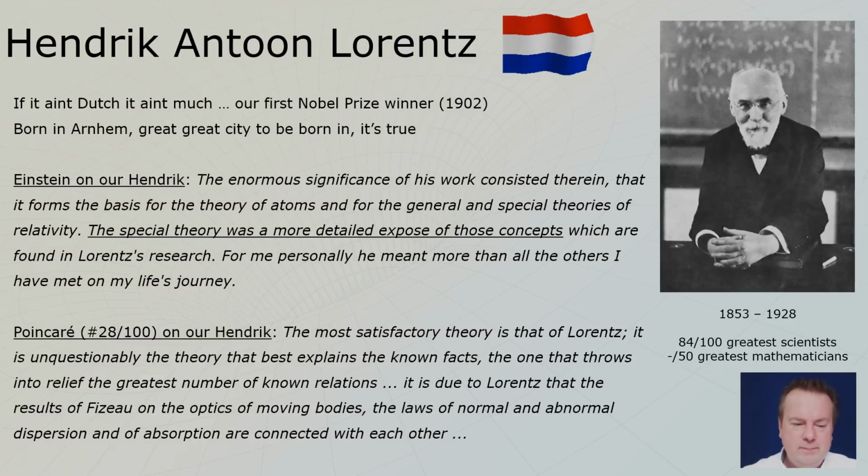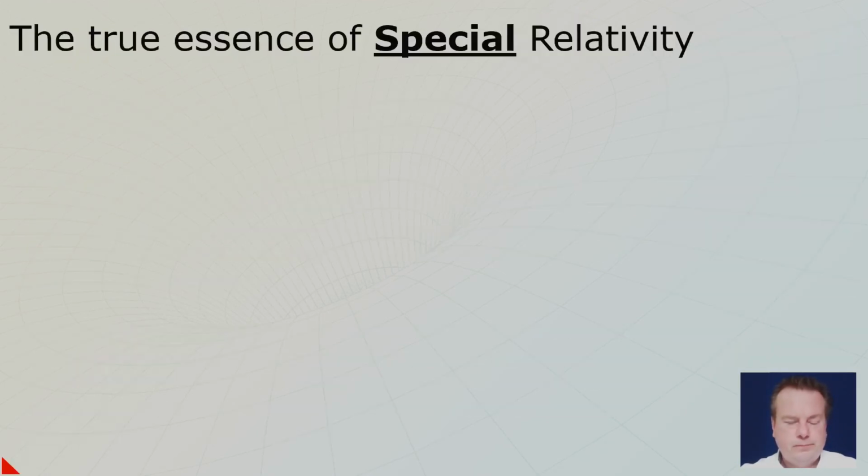Then Poincaré, also at number 28 out of the 100 greatest scientists ever lived. He says the most satisfactory theory is that of Lorentz, and he credits Lorentz for his work. So yeah, Hendrik Antoon Lorentz.